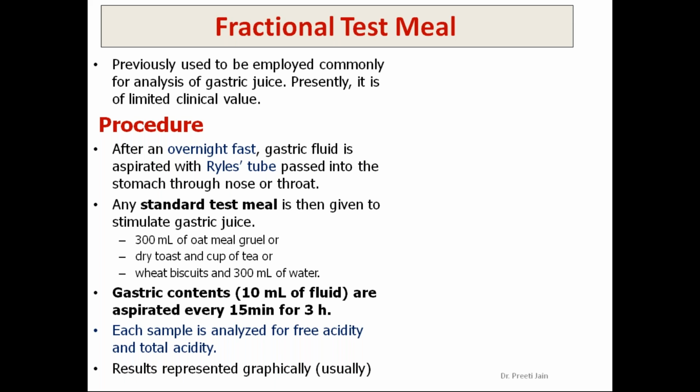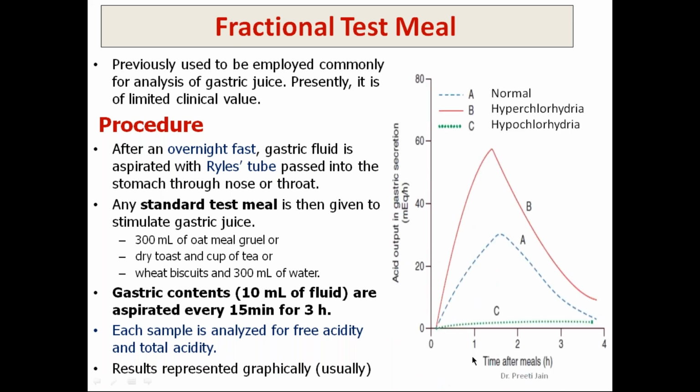Free acidity, total acidity is analyzed, and it is represented graphically. So this shows you a normal fractional test meal. A is showing you a normal graph that once you are doing a fractional test meal, then this is time after meal. So you can see that this is showing the acid output in gastric secretion. अगर ये increase हो जाएगा तो इसको hyperchlorhydria कहते हैं, which can occur in case of peptic ulcer disease. और अगर ये decrease हो जाएगा तो उसको hypochlorhydria कहते हैं, when there is a decreased secretion of the hydrochloric acid.